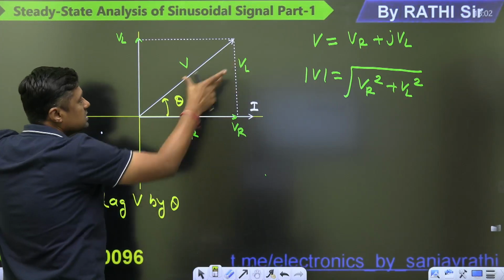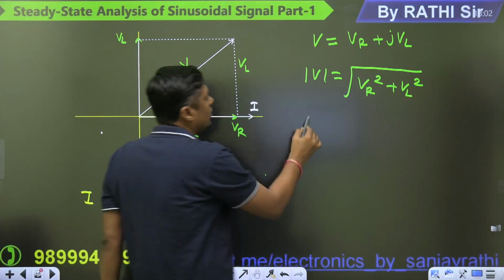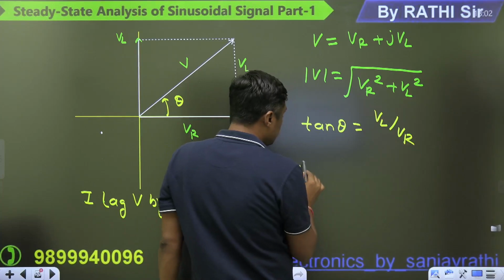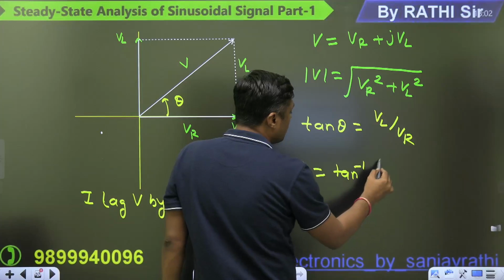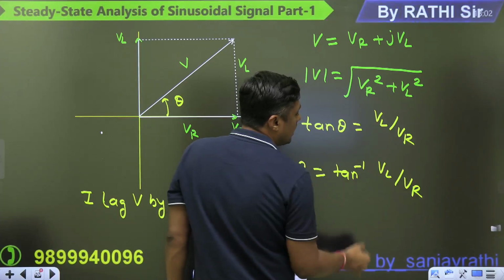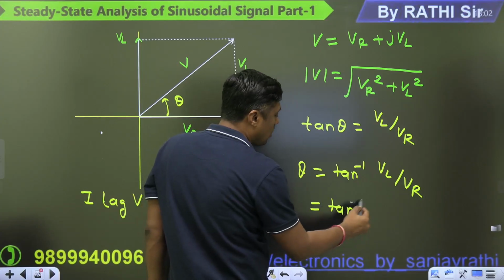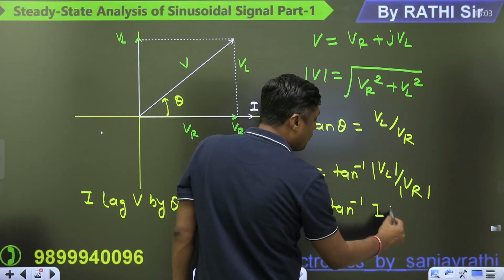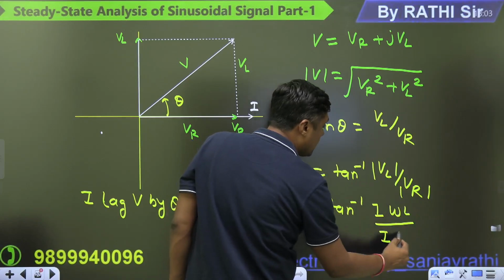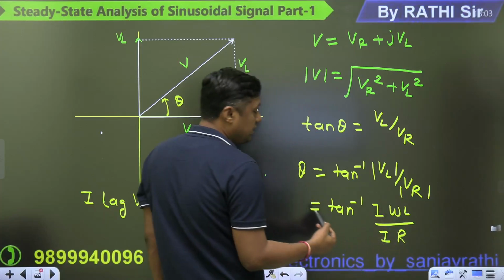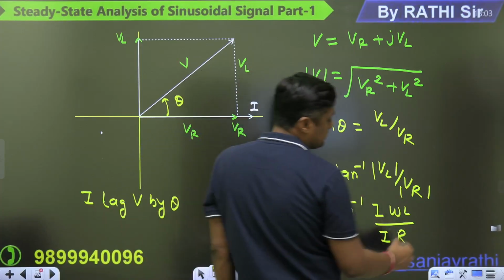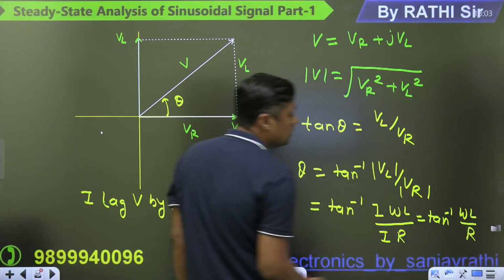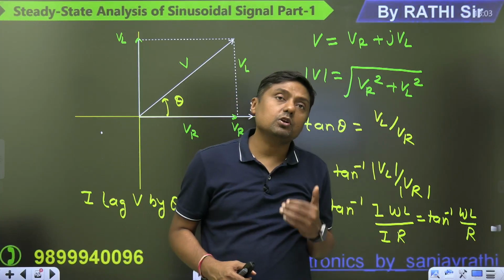And watch this. This is the VL, this is the VR. So what is theta? Tan theta is equal to VL by VR, or you can say theta is equal to tan inverse of VL by VR. And what is VL? I times omega L. And what is VR? I times R. I cancels, and that's why this will become tan inverse of omega L by R. That is called the phase difference between voltage and current.